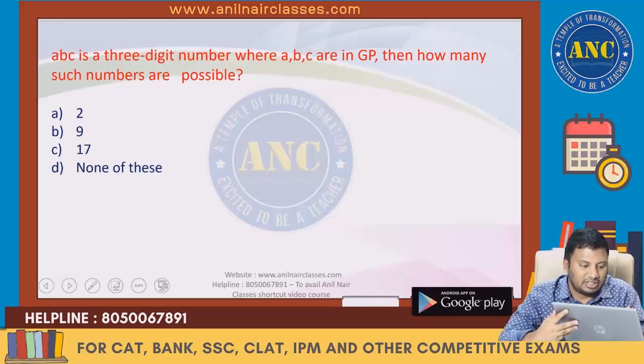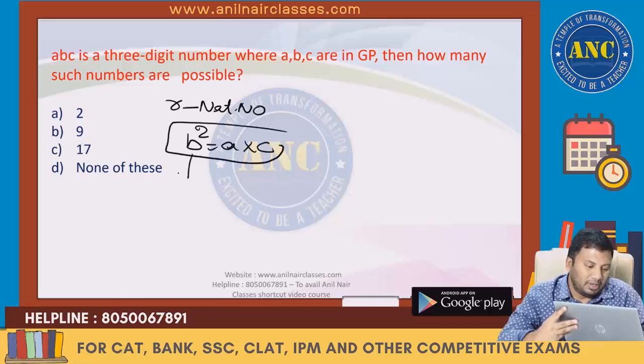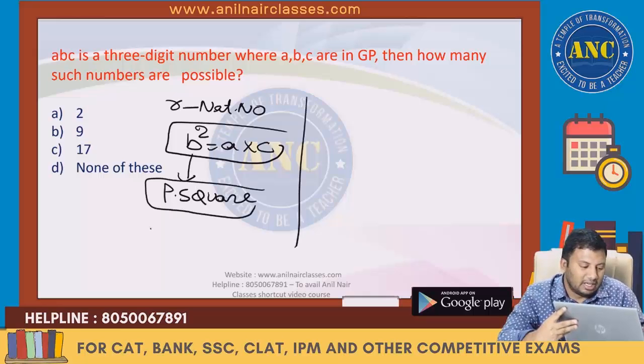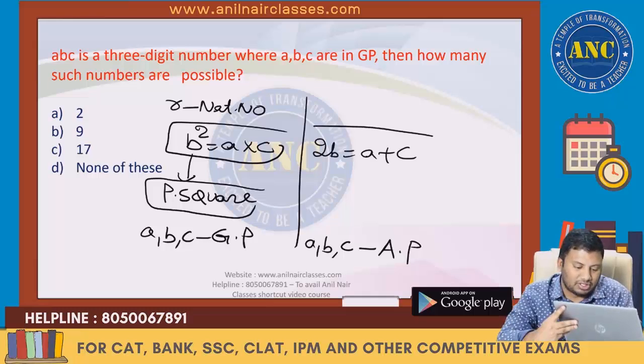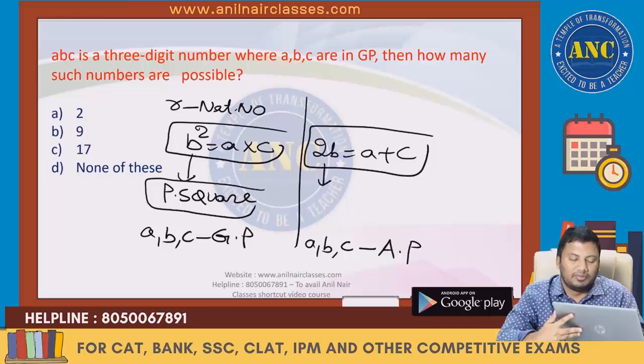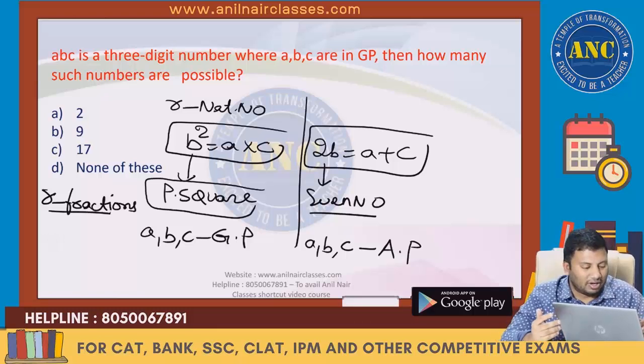Right? A, B, C in GP. If R is a natural number, B square is equivalent to A into C. B square is a perfect square. We did it in A, B, C in geometric progression. If A, B, C are in arithmetic progression, 2B is equivalent to A plus C, so A plus C is an even number. Two cases we discussed yesterday. We also discussed how to get the triplets when R can take fractional values.